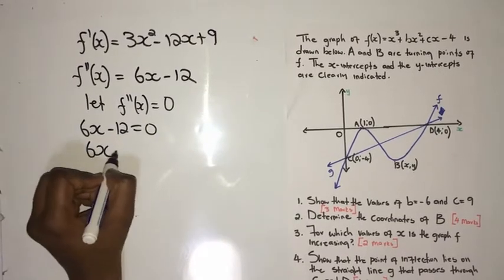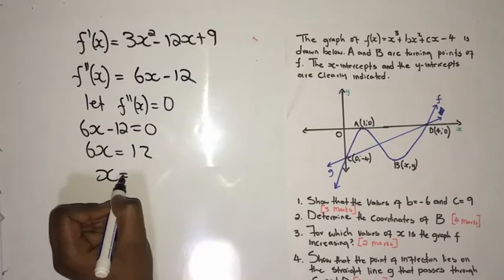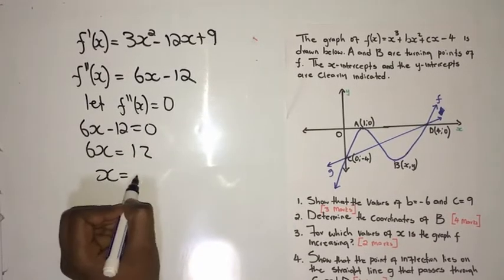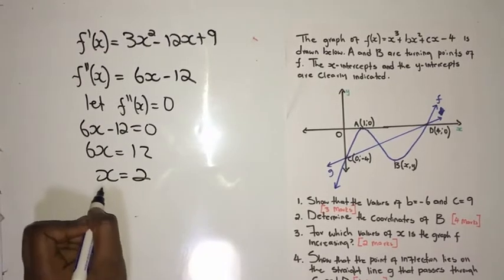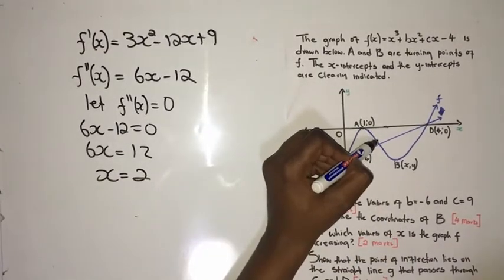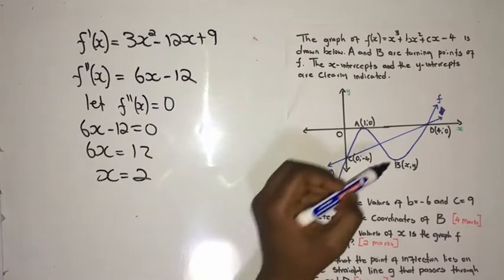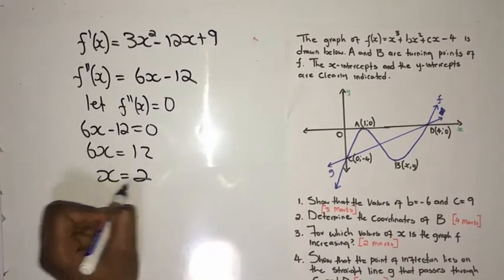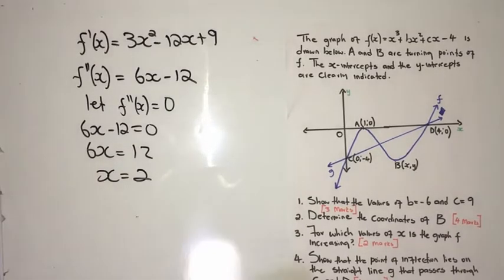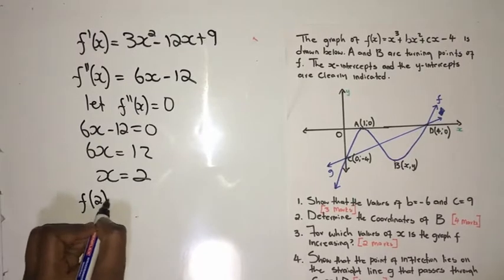We have 6x, which is equal to 12. So your x is basically 12 divided by 6, which is 2. Okay, so they're telling us the point of inflection is somewhere there at 2, but now the question says show that that point lies on a straight line. So now we know the x value, we just need to find the equivalent y value. That means we need to find f of 2.